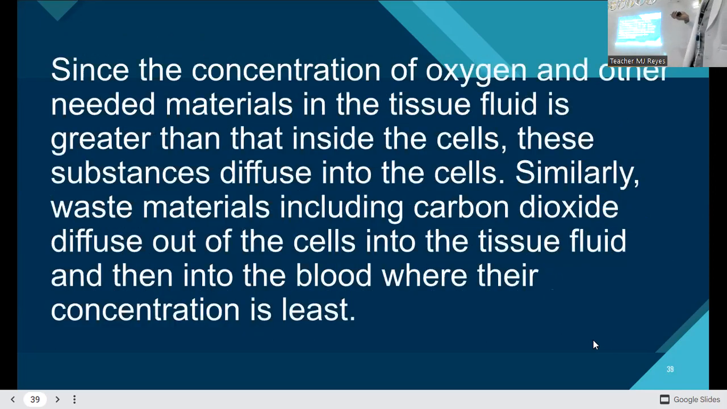Since the concentration of oxygen and other needed materials in tissue fluid is greater than that inside the cell, what will happen next? These substances diffuse into the cell. This is called diffusion, osmosis, or shall we say from greater concentration to lesser concentration. The example I had given to you last meeting is when you put an egg in salt water, what will happen to the egg?